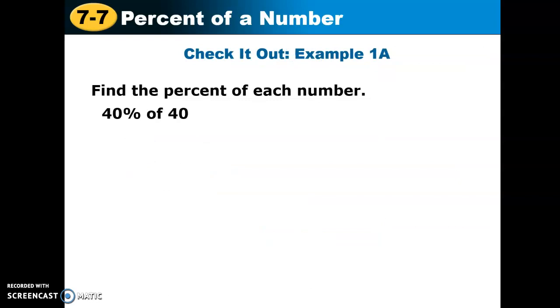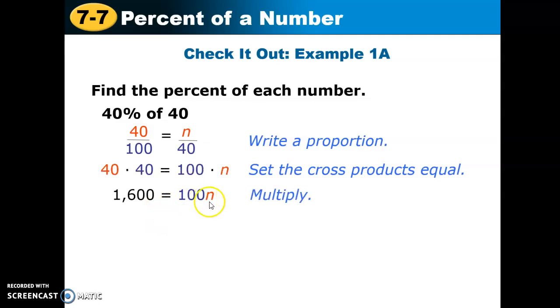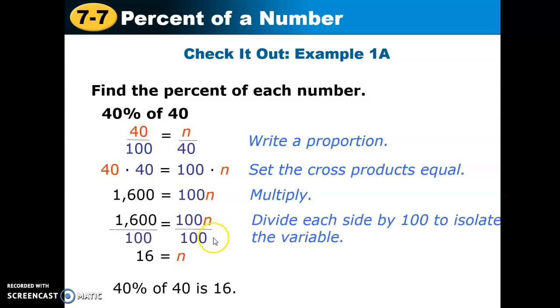Okay, next, find the percent of each number. 40% of 40. Again, we're going to write our proportion: 40 over 100, that represents our 40%, and then n over 40 is what we're trying to find out. We're going to cross multiply. We get 1,600 equals 100n. Divide by 100 again, and we end up with 16. So 40% of 40 is 16.